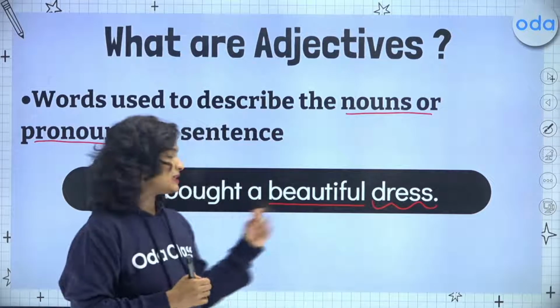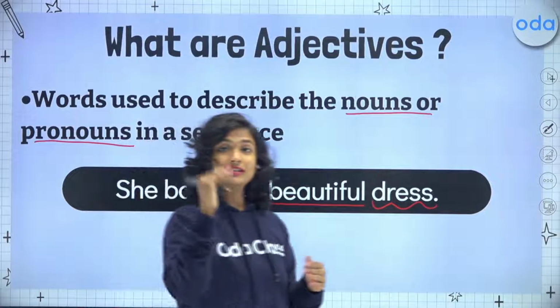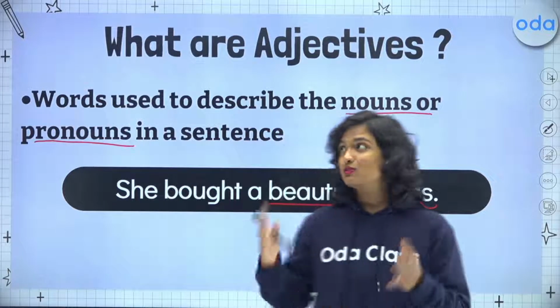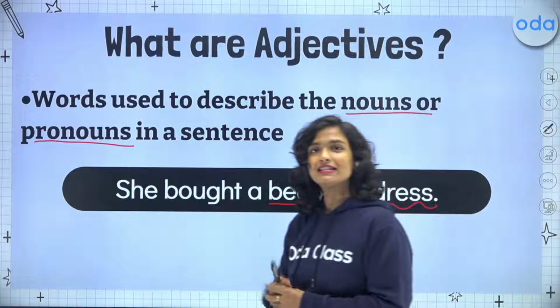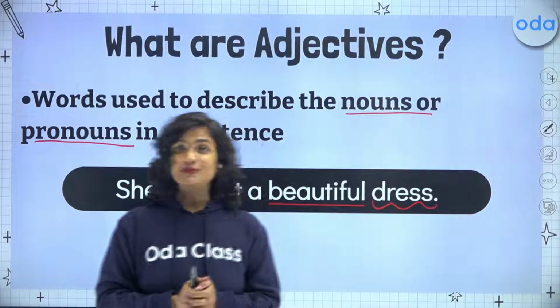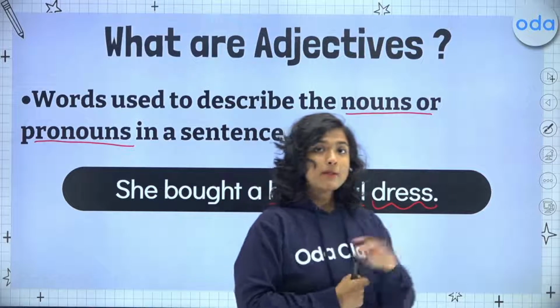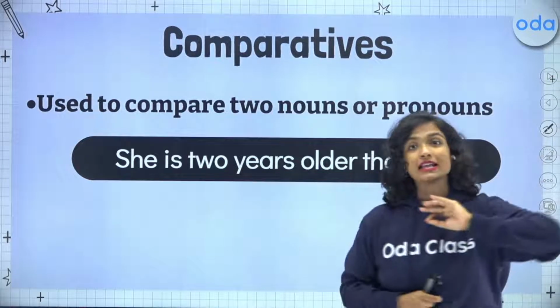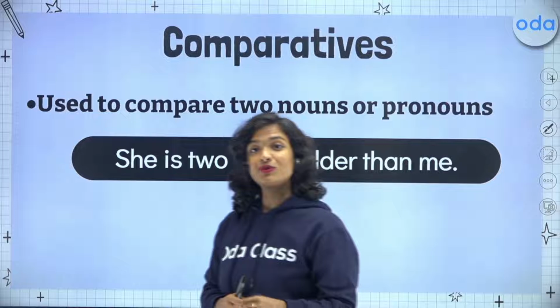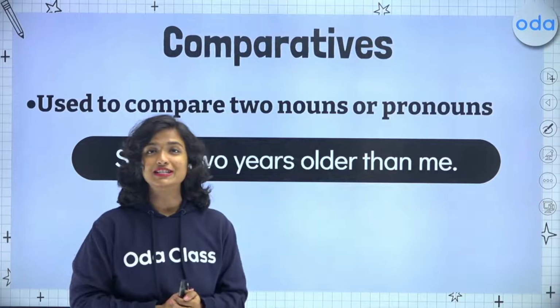Now, like I said in the previous video, I have taught you about the 3 degrees of adjectives, as well as talked to an extent about the different types of adjectives. You can go check that out to learn a little bit more. But for now, let's focus on today's topic, which is comparatives and superlatives.